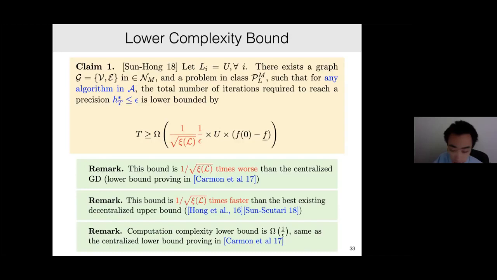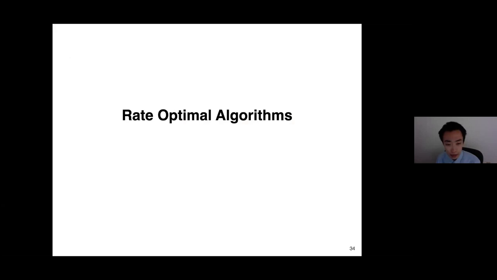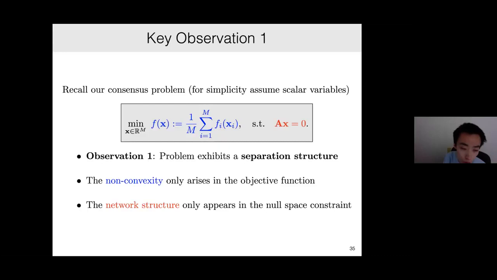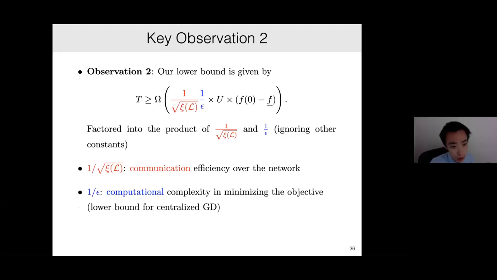And now we go to our second part: how do we design algorithms that can achieve those optimal rates? Our algorithm design is based on two key observations. The first observation is that, recall, our consensus problem is separable, where the non-convexity only arises in the objective functions, and the network structure only appears in the linear constraint. The second observation is that our lower bound is also separable, where it can be factored into the product of 1/√KC times 1/epsilon, where 1/√KC is the communication efficiency over the network, and 1/epsilon is the computation complexity in minimizing objectives.